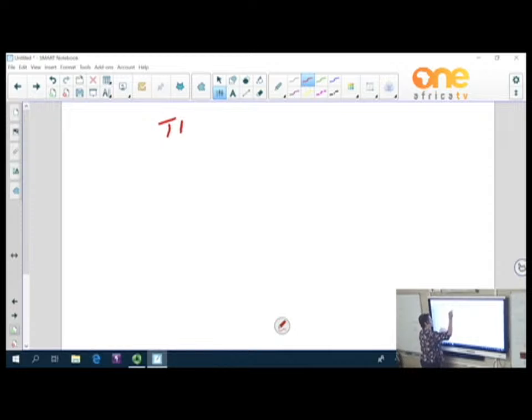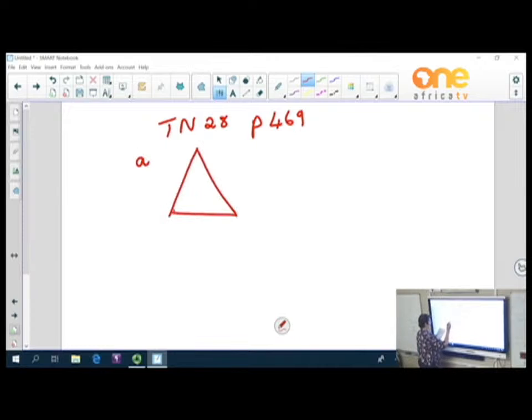So this is now Try Now 28, and we are busy on page 469. Right, the first one there, I draw the picture. This is triangle PQR. Q is 50 degrees. PR is 4 centimeters. QR is 5 centimeters. And now the question is, find angle P. I use the sine rule when I have opposite sides and opposite angles.